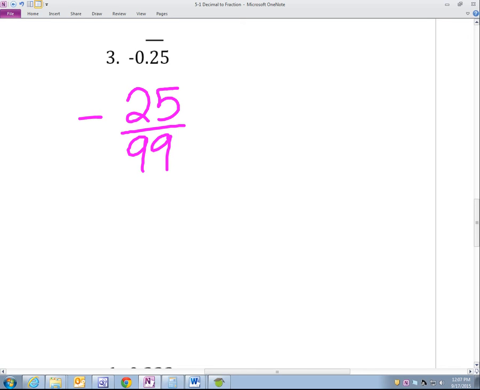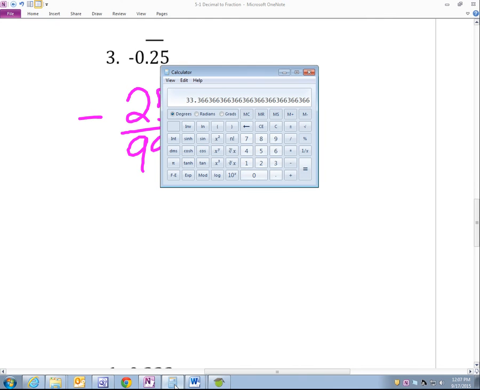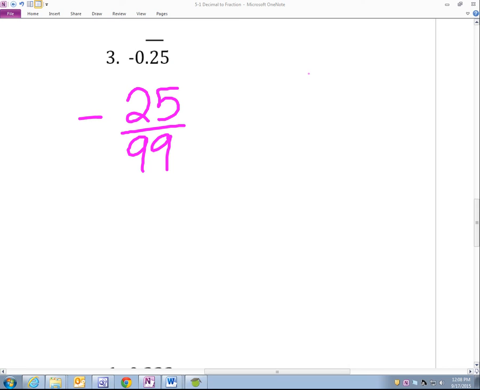Because it repeats. It's not a full number. When we have 25 divided by 99, why does it do that twice? See, 25 goes over and over and over again. Because if we did it over 100, it would just be 0.25. So that doesn't reduce, so we are done with that one.